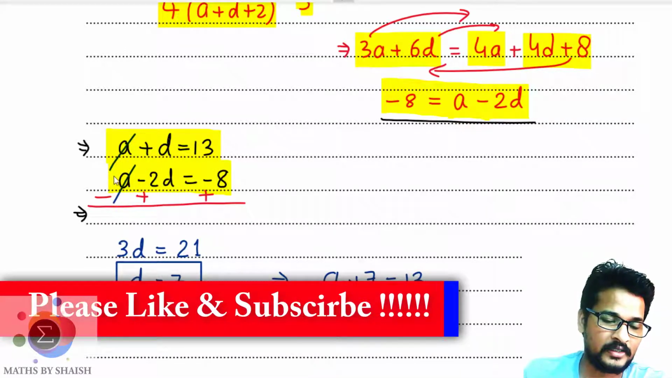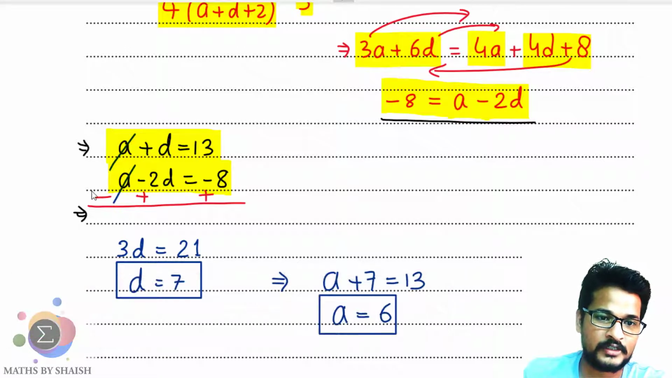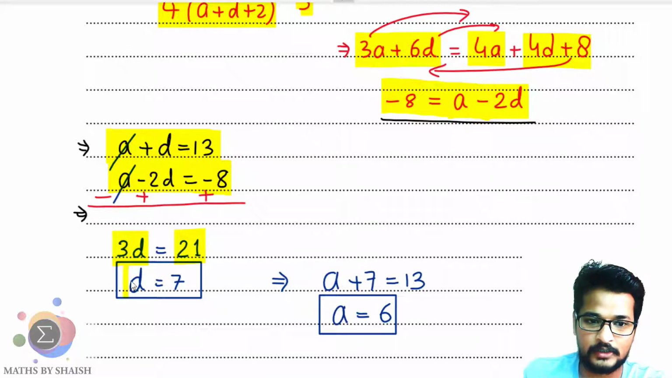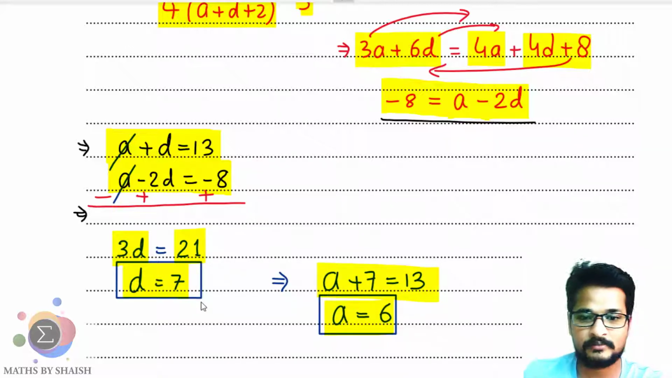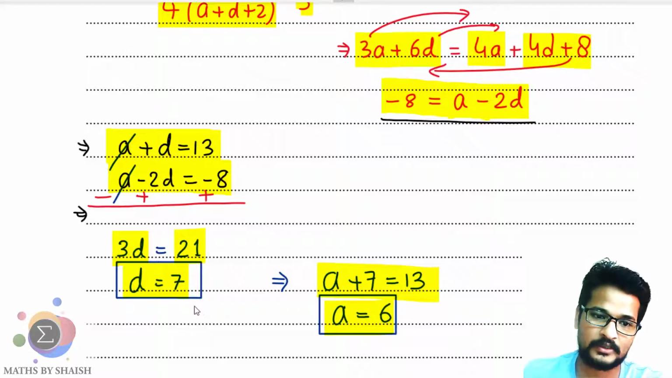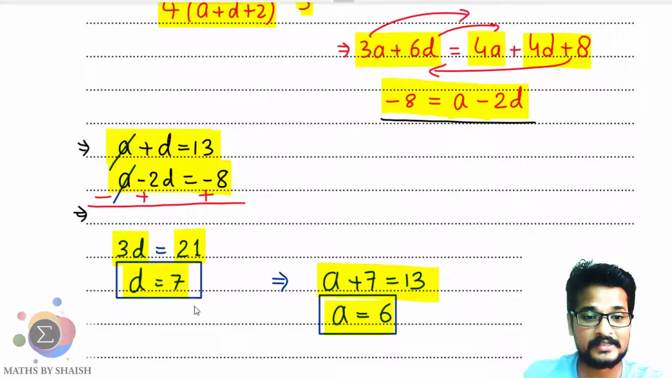We can see a has the same coefficient. So changing the sign, we get d + d + d, 3d = 21. So d is 7. And when we substitute this d value here, we get a + 7 = 13. That is a = 6. So we got the first term and common difference of the sequence: the first term is 6 and the common difference is 7.